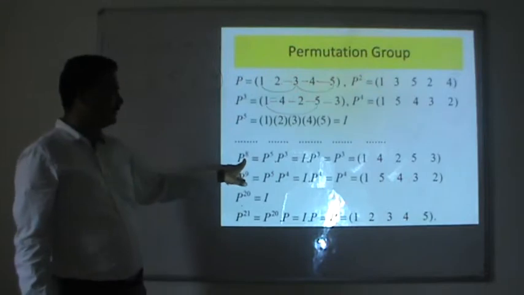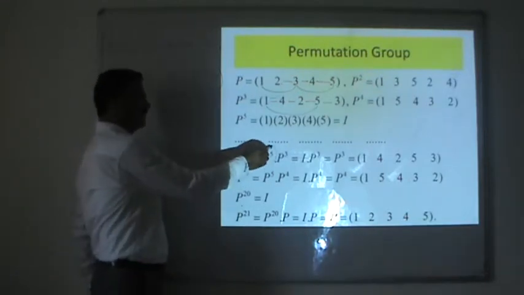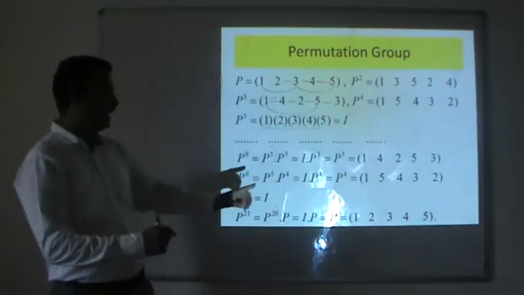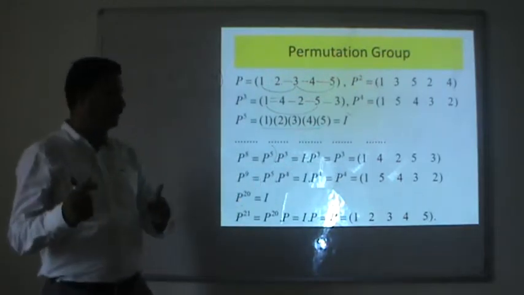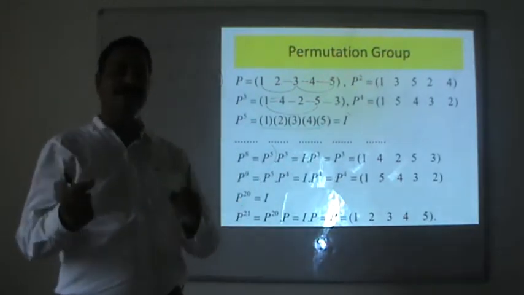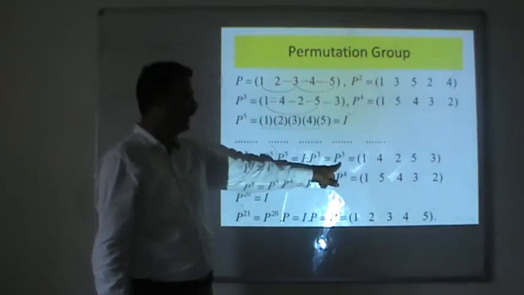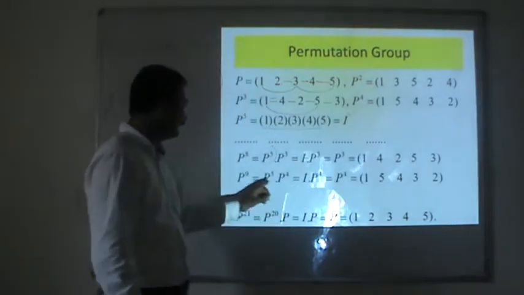Why do we split P to the power 8 into P5 and P3? Because we know the value of P5: P5 is always I, the identity permutation. And when we multiply I with P3, we get the same thing, because when we multiply any mapping with the identity mapping, we get the same mapping. So I times P3 is given as P3, and P3 is obviously 14253. So this is the value of P8.